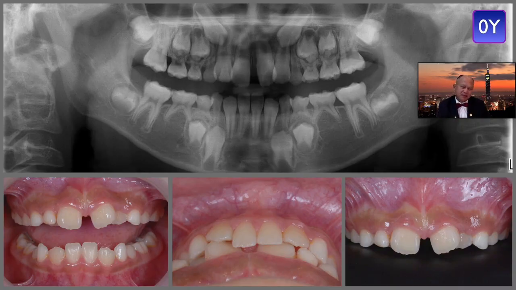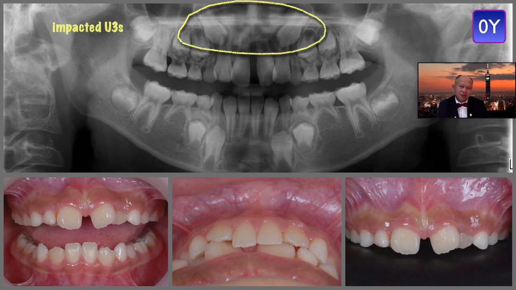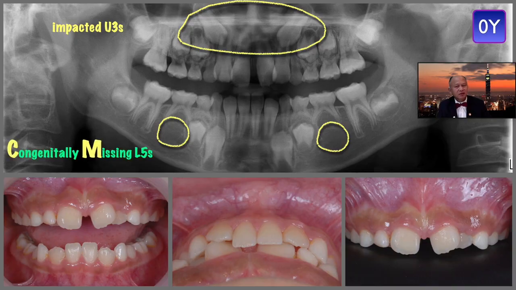On top of that, you will probably see that he has 2 impacted upper canines, labial impaction, which is on top of the lateral incisor, between the lateral incisor and central incisor. And down below, he has congenitally missing lower second premolar. Does that change your plan?